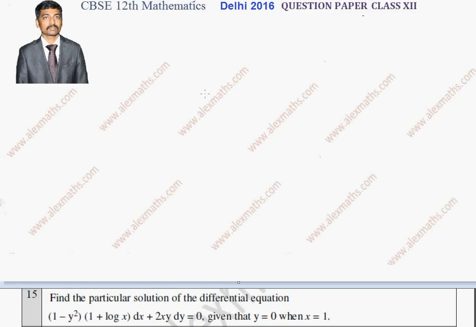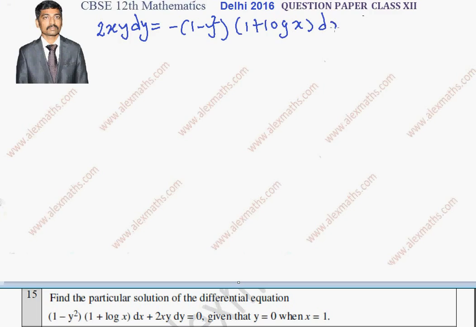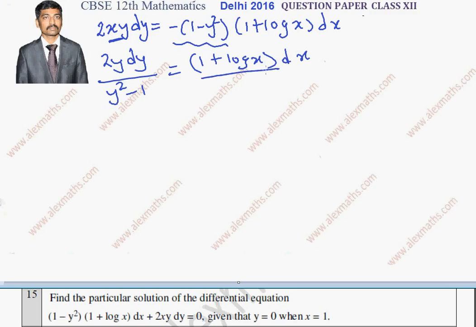Question number 15. Find the particular solution of the differential equation. We have variable separable, homogeneous and PQ method, but this problem appears to be variable separable. Let's try to separate the variables. For that, we'll keep 2xy dy on this side, and the remaining term I'll take to the other side, 1 minus y square into 1 plus log x dx. Now keep 2y dy here, whole divided by this term along with the minus sign. If I take it here, y square minus 1, and here it is 1 plus log x dx whole divided by this x. I have to bring it down.